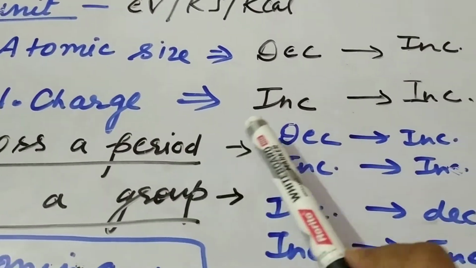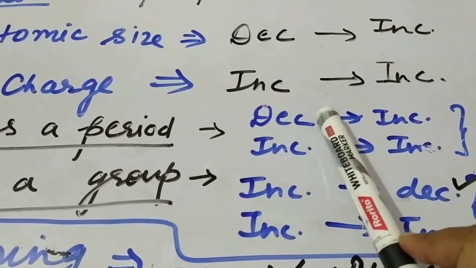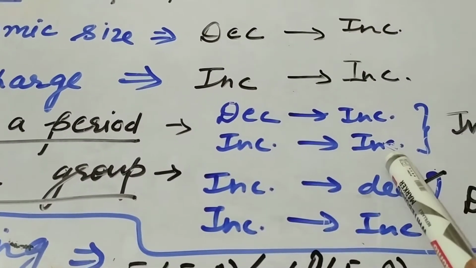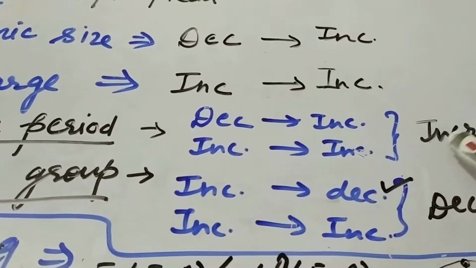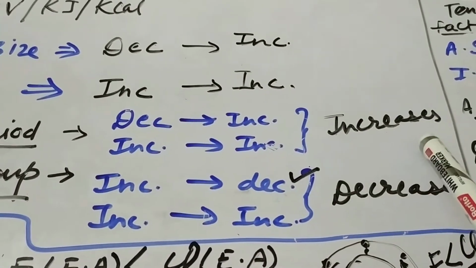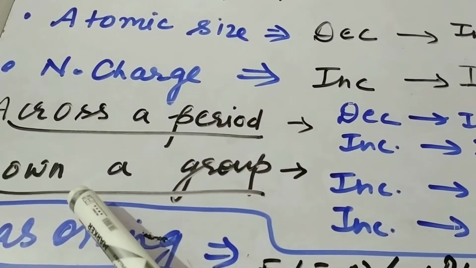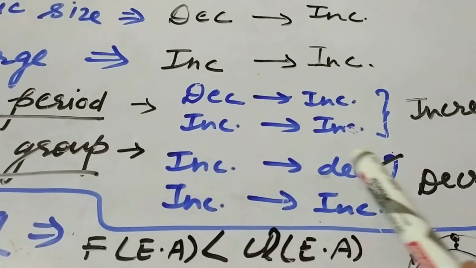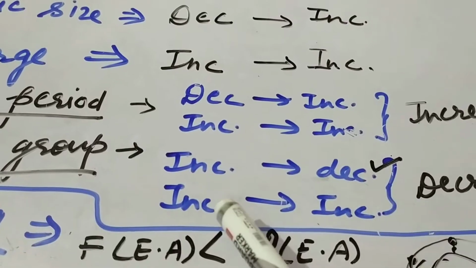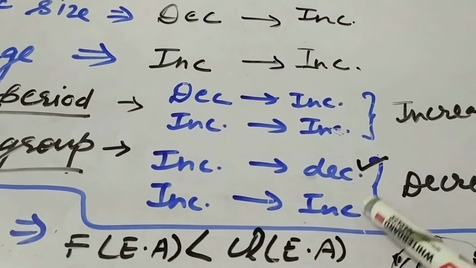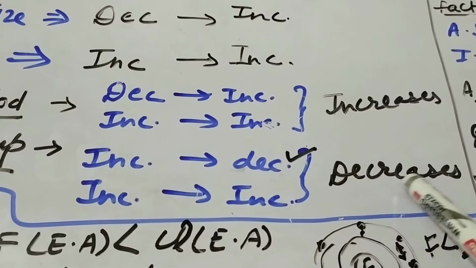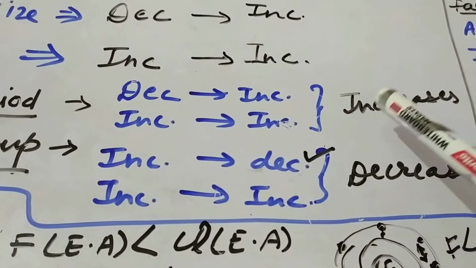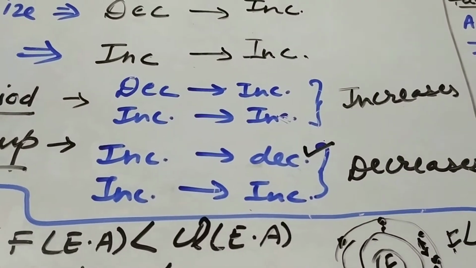Now across a period we'll check both the factors. Atomic size decreases, so EA should increase, and nuclear charge also increases across a period, so again electron affinity should increase. So overall the electron affinity will increase. Next is down a group. Down a group, the first factor, atomic size, increases, so the reverse will be there, decrease, and nuclear charge also increases. According to that it should increase, but here the first factor predominates and the overall EA will decrease down a group. Across a period it will increase, and down a group it will decrease.